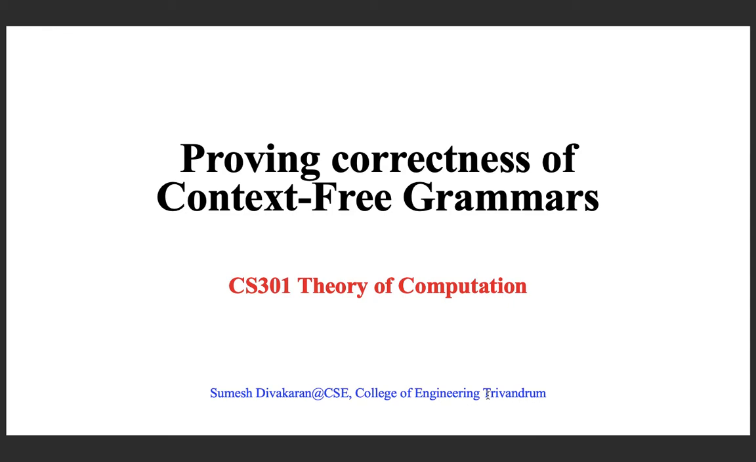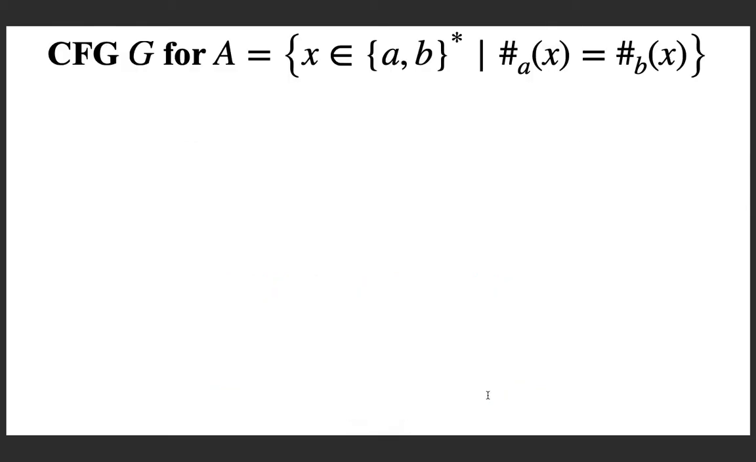by using an example which is sufficient to illustrate the use of the proof technique. So consider the example. The language is the set of all strings over a, b with equal number of a's and b's. So I am giving the name capital A as the name of the language, and you want this grammar G with 4 productions.